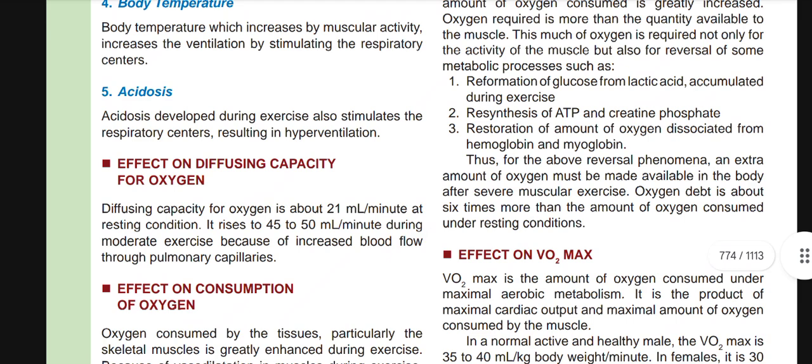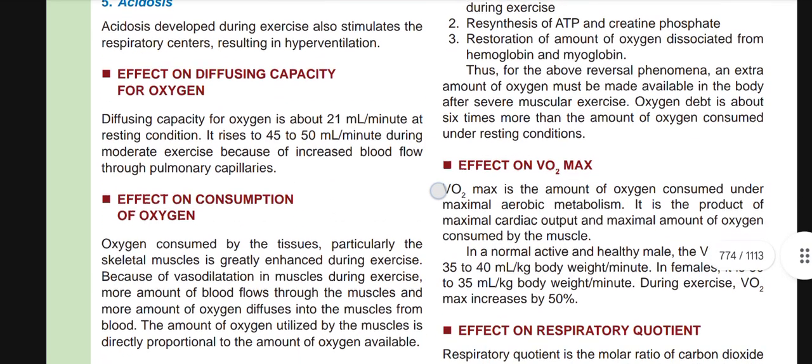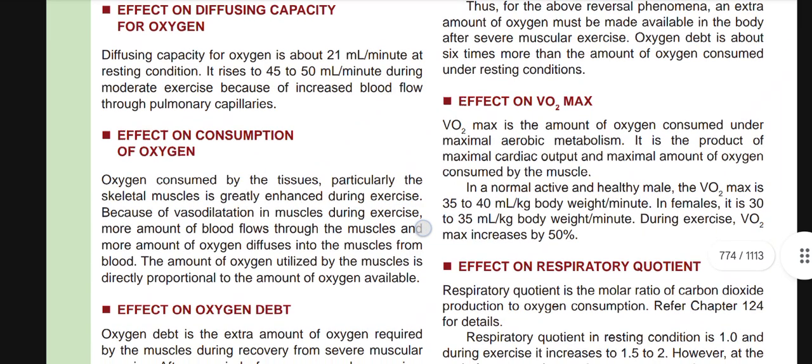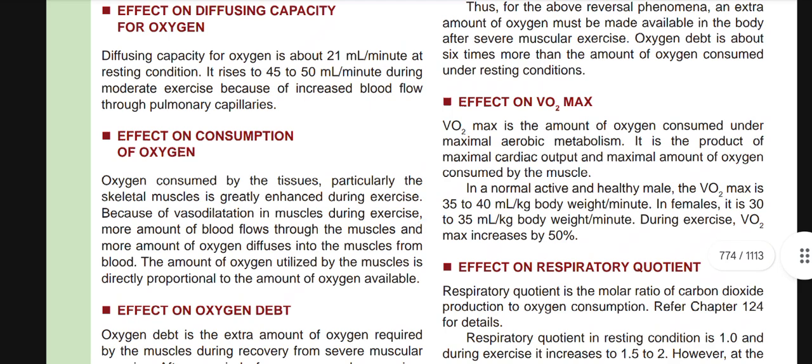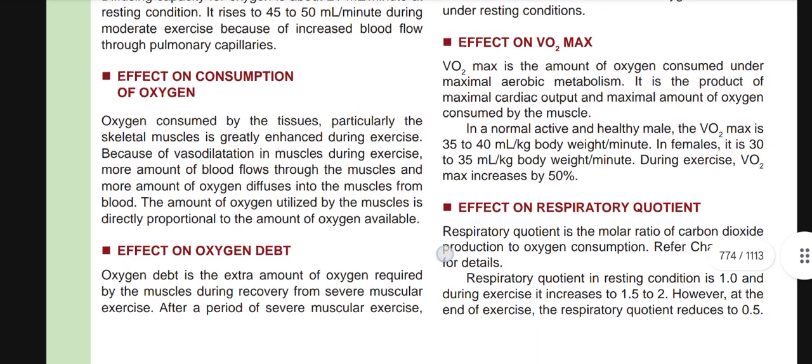Now, effect on diffusing capacity for oxygen. Diffusing capacity for oxygen is about 21 ml per minute at resting condition, and it rises up to 45 to 50 ml during moderate exercise because of increased blood flow through pulmonary capillaries. Now, effect on consumption of oxygen. Oxygen consumed by the tissues, particularly the skeletal muscle, is greatly enhanced during exercise. Because of vasodilation in muscle during exercise, more blood flows through the muscles and more oxygen diffuses into the muscles from the blood. The amount of oxygen utilized by the muscle is directly proportional to the amount of oxygen available.